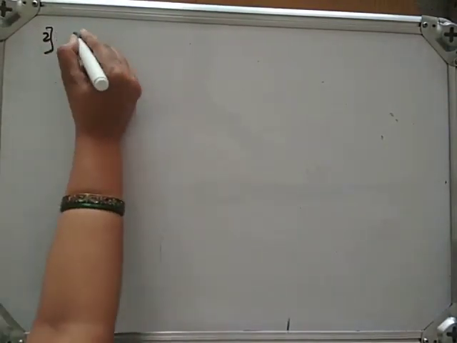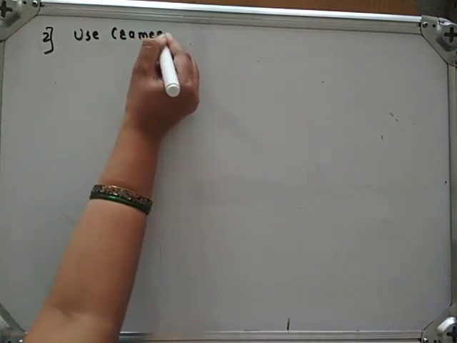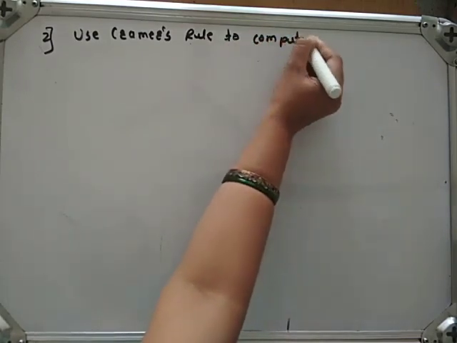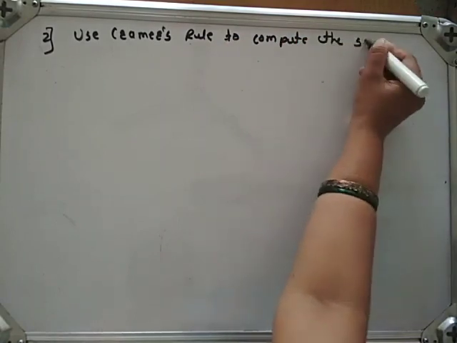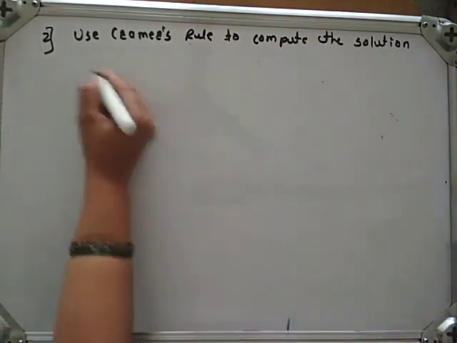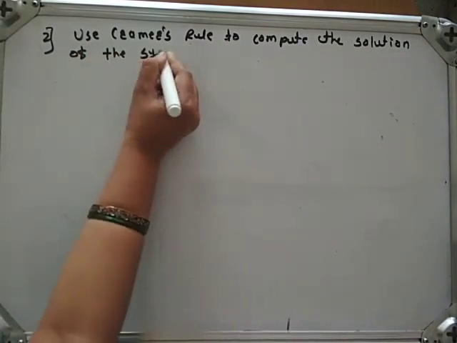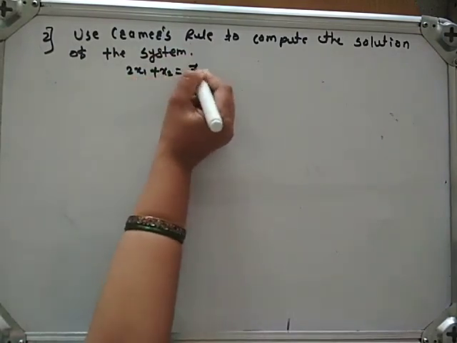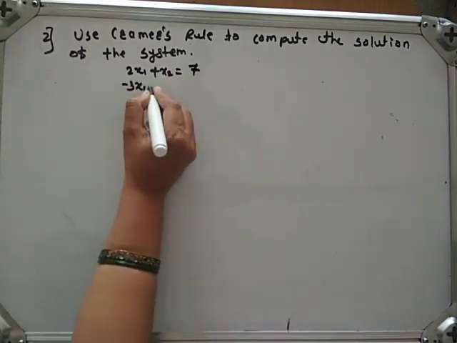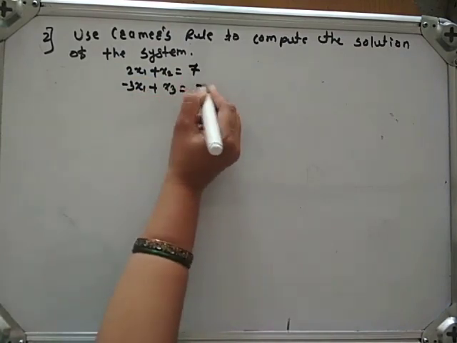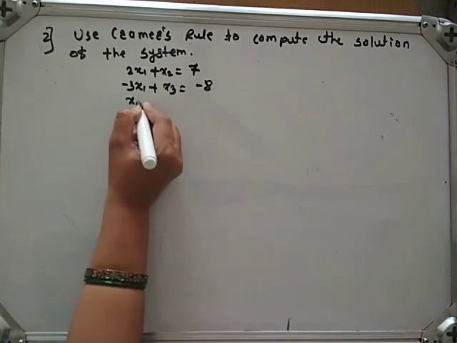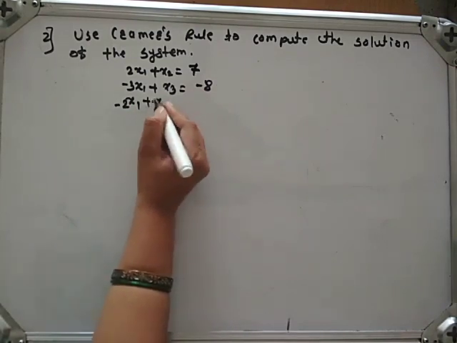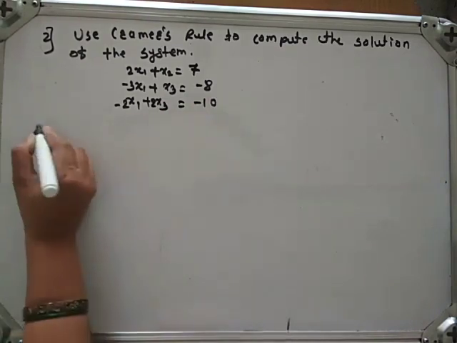Second example. Use Cramer's rule to solve the system of 2x1 plus x2 is equal to 7, minus 3x1 plus x3 is equal to minus 8, and next entry is minus 2x1 plus 2x3 is equal to minus 10. Solution.